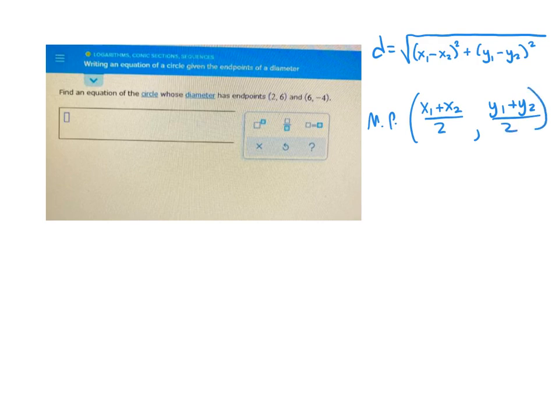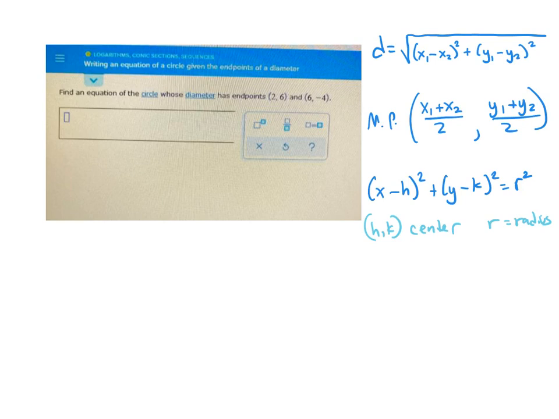And finally, we'll need the equation of a circle. The equation of a circle in general form is typically given by (x minus h) squared plus (y minus k) squared equals r squared. What all these things mean: h and k represent the center of the circle, and r is the radius.